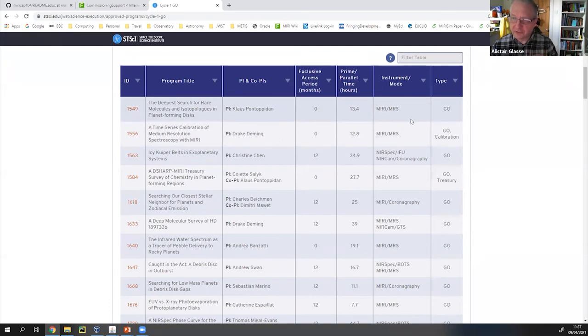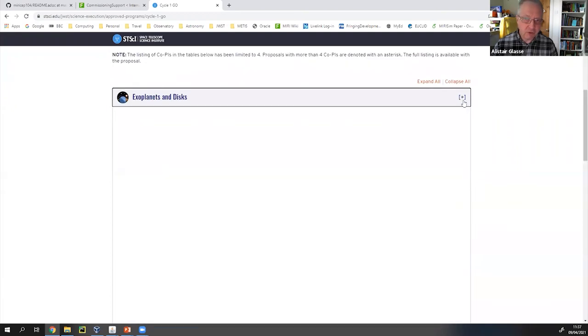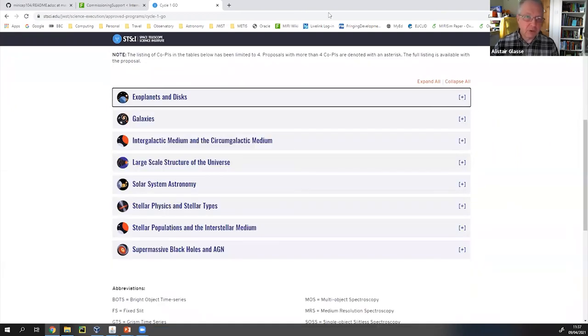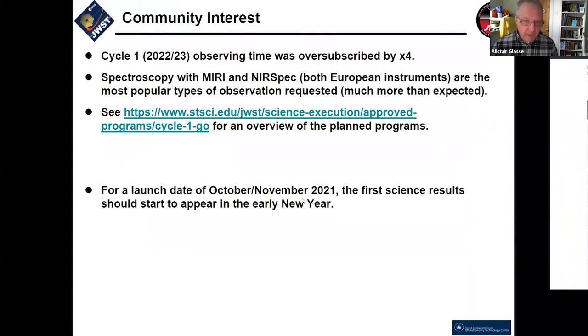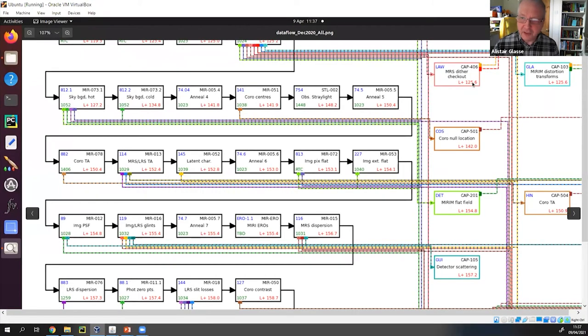This is the instrument that they're asking for. So you look: MIRI MRS, MIRI MRS, there's NIRSpec, but MIRI MRS, our coronagraphs are in here, and so on. And many, many of these are MIRI MRS. So that's all great, kind of worthwhile building it. Okay, the first science results, if we launch October, November time, should start to appear in the early new year. Just for fun, this is our commissioning plan.